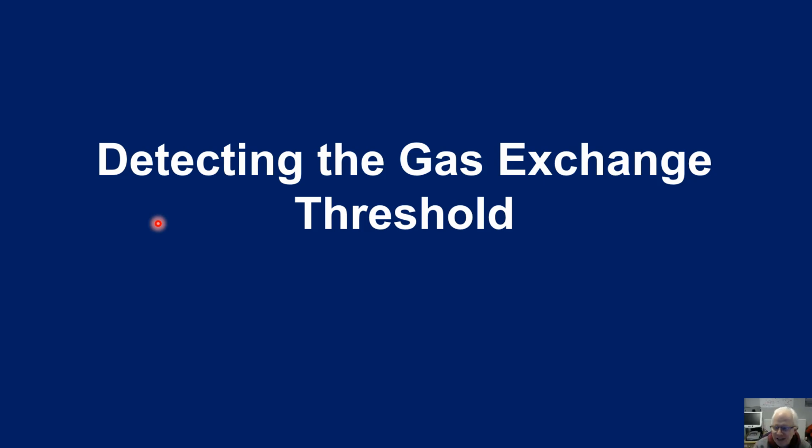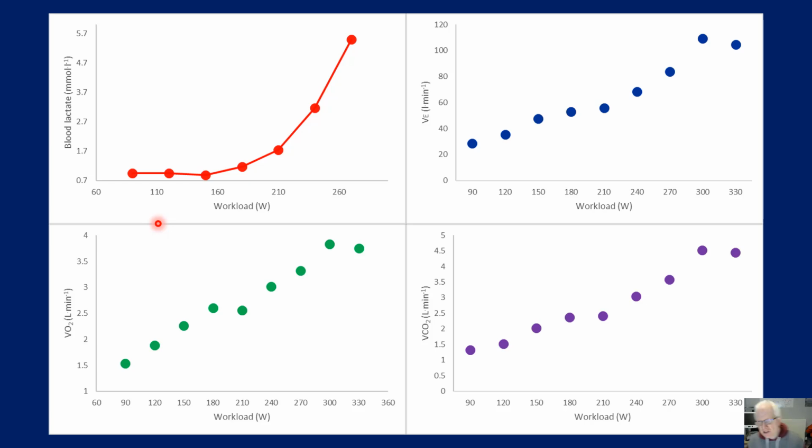I've written here "detecting the gas exchange threshold," but actually it's really about understanding the physiology that supports this process. So we're going to use this data set, the same data set we'll use throughout the rest of this lecture. This is data collected in our laboratory from one of our PhD students.